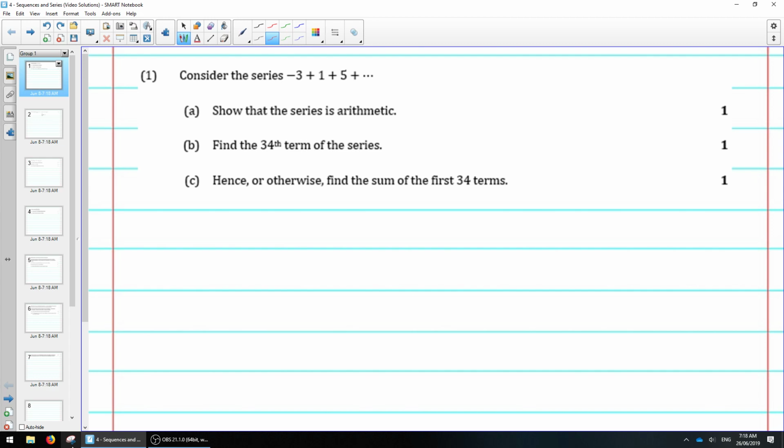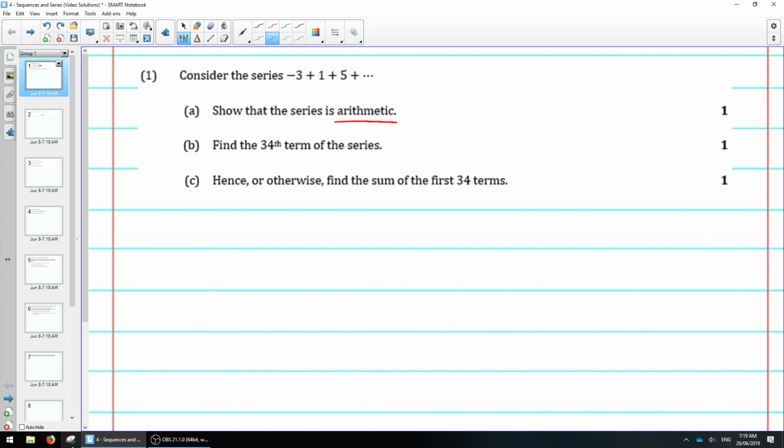So going right into it, this first question we have: consider the series -3 plus 1 plus 5 going on. First we need to show that it is arithmetic. Arithmetic, as we know, means that it has a common difference. It's increasing through addition or subtraction rather than multiplication or division. So to show that it is arithmetic, we just need to show that a common difference exists.